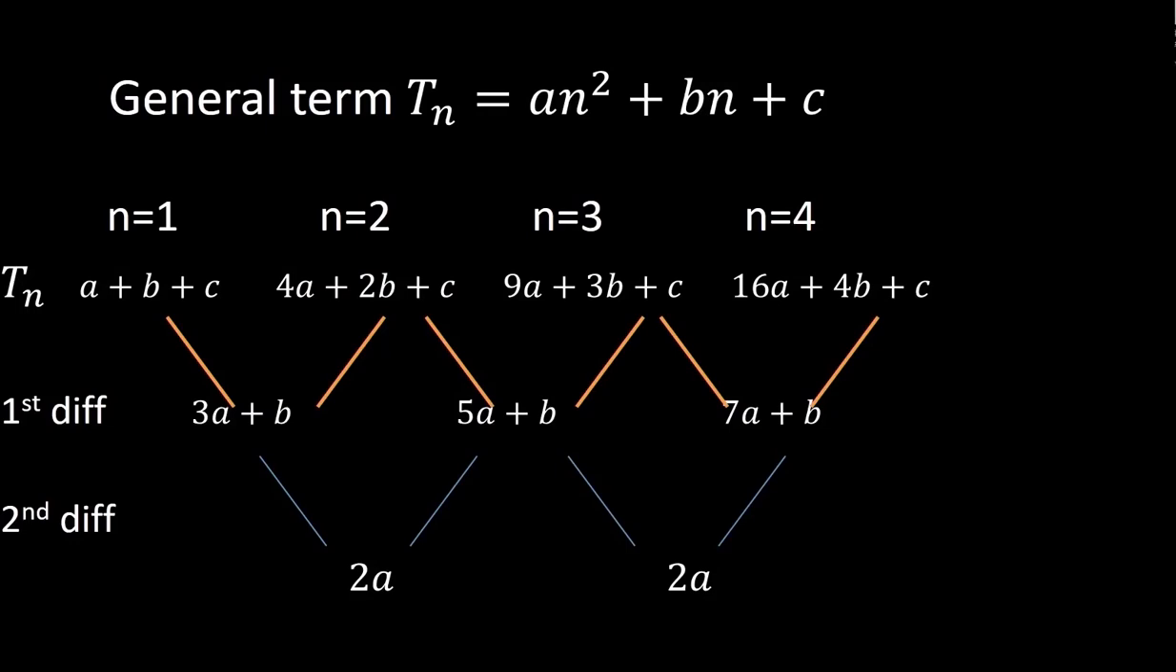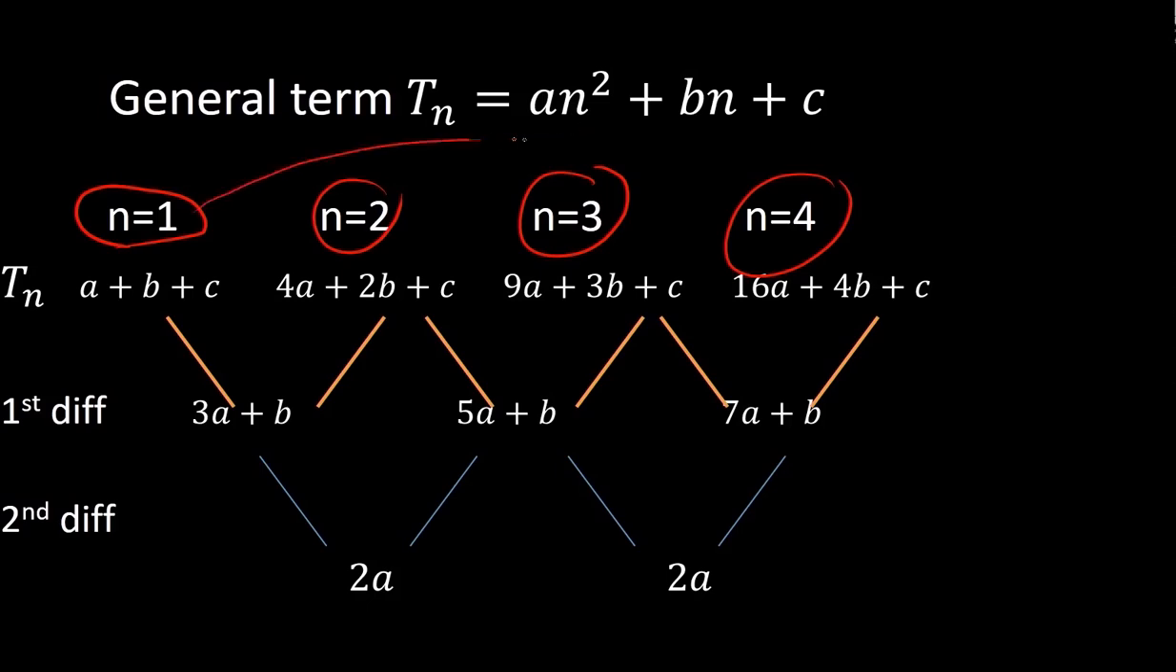Another way, which we're going to look at now, is if we know the general term is an squared plus bn plus c, then if I look at what happens when n is equal to 1, 2, 3, 4, it simply means substitute n as 1. If you do that, you'll get a plus b plus c. So that's your first term in your sequence. Second term, 4a plus 2b plus c. Third term, 9a plus 3b plus c. And then the fourth term is given by 16a plus 4b plus c.